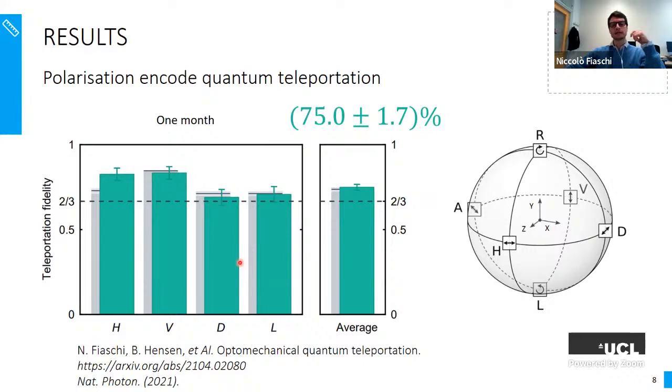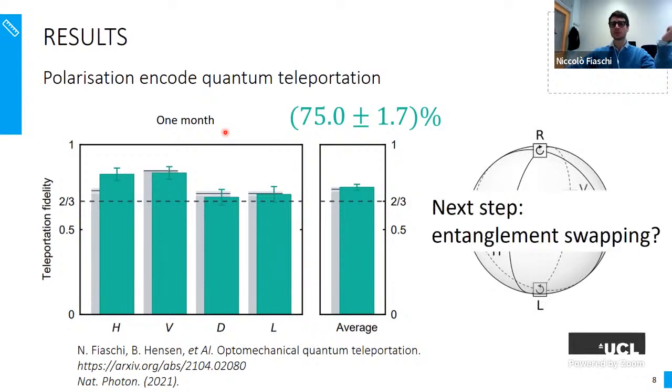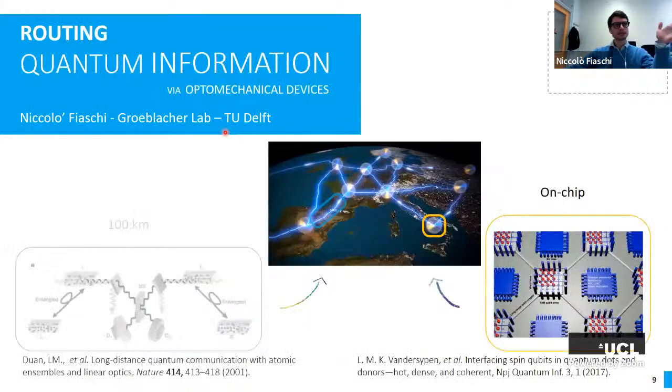So the teleportation fidelity is just the ratio of the events where you succeed divided by the total events. So this is just a measure of how good your teleportation protocol is. And of course, even if it's quite good, it takes 1 month. So we still need to perform some adjustments and improve the system to perform the next step. That will be, for example, this entanglement swapping. So this part is still a work in progress.